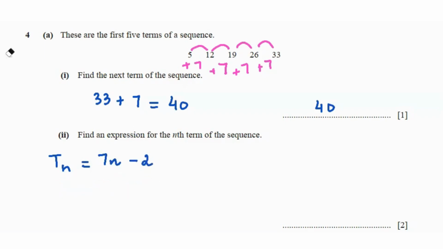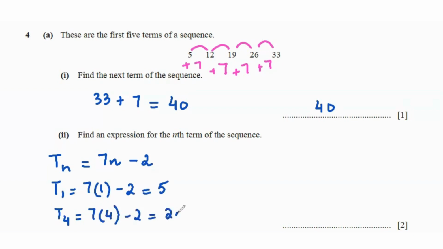So now let's find the first term again. 7 times 1 minus 2, that's 5. Let's try finding the fourth term. That's going to be 7 times 4 minus 2, which is 28 minus 2, and that's 26. And that's the same as what we have in the sequence. Hence, 7n minus 2 is our nth term.